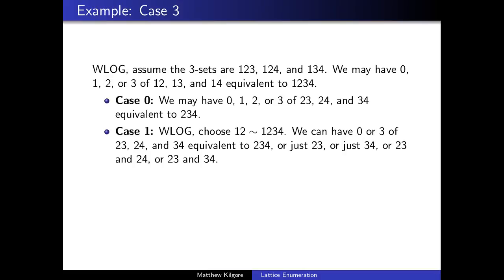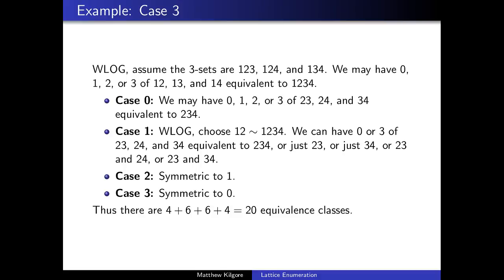We can have 0 or 3 of {2,3}, {2,4}, and {3,4} equivalent to {2,3,4}. Or we can just have {2,3}, or just {3,4}, or {2,3} and {2,4}, or {2,3} and {3,4}. Case 2 is symmetric to case 1, and case 3 is symmetric to case 0. Thus there are 4 plus 6 plus 6 plus 4, or 20 equivalence classes, in which there are 3 sets equivalent to {1,2,3,4}.